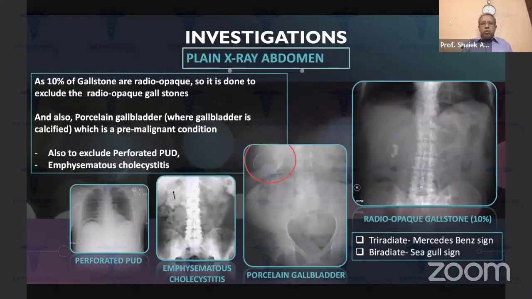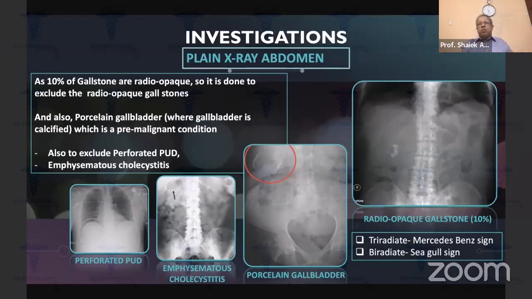Next thing is, you do a plain X-ray abdomen. Usually we don't do it, but whenever you are confused for some other reason, with no specific clue, at that time we can do a plain X-ray abdomen. That plain X-ray can differentiate a lot of diagnoses. Look, there are radiopaque shadows there, a series of stones. By looking at the pictures, we can evaluate whether it is a gallstone, a ureteric stone, or renal stones.